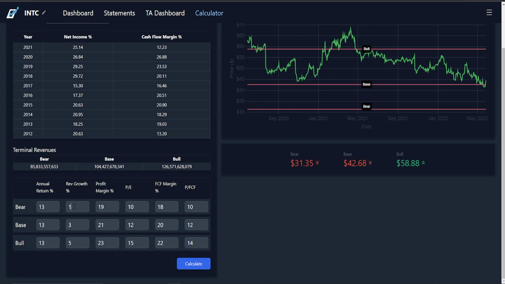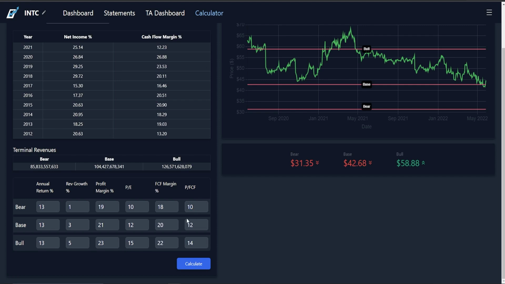So, bear case, I put 1% revenue growth, 19% profit margins. I gave them lower than they've been getting for the past few years. And then I gave them a 10 PE, which is low, but they're trading at around a 7 right now. A free cash flow margin of 18% because they're investing into all those plants. And then I gave them a price to free cash flow of 10 as well.